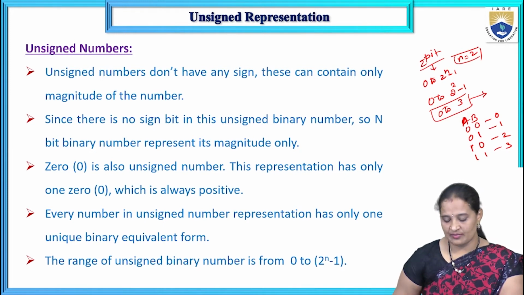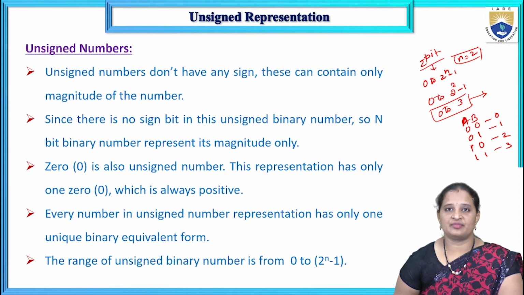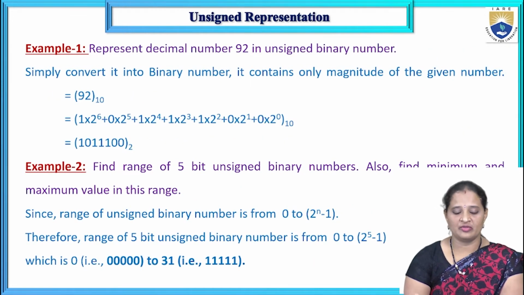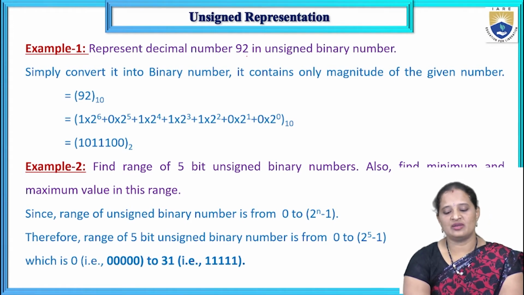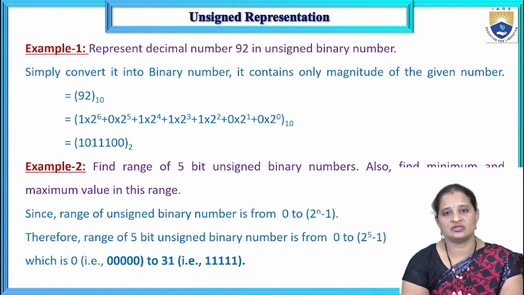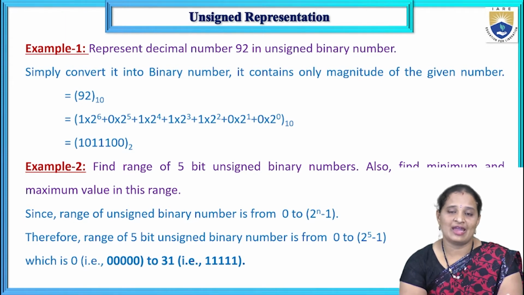Okay, so this is about unsigned representation. For example, we will consider two problems. Represent the decimal number 92 in an unsigned binary number. As I told you, in unsigned there is no negative number; all the numbers are considered to be positive, and all the bits of an unsigned binary number will constitute a magnitude.